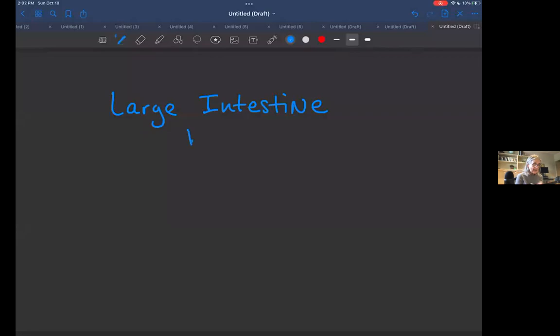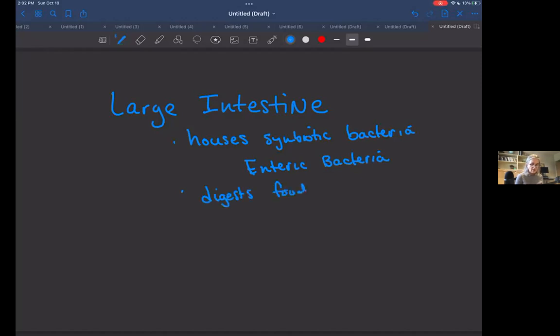So one, it houses symbiotic bacteria. Sometimes these are called enteric bacteria. And these digest food and produce substances that can be used by the body, that can be absorbed through the small intestine.